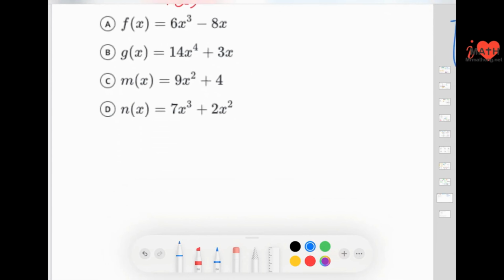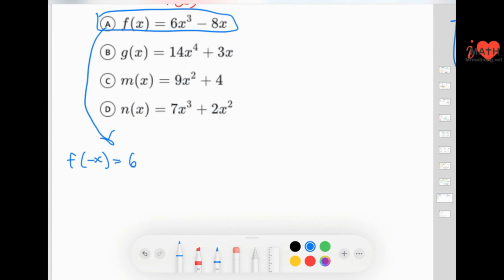Let's do A. I'm going to put in a negative x for every x value. And here I'm just going to use my order of operations, PEMDAS.